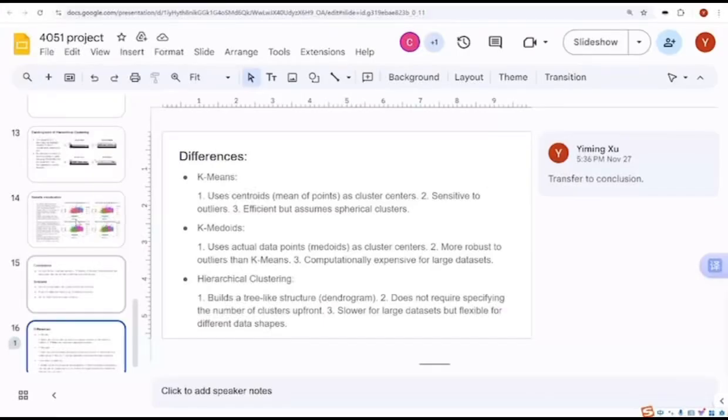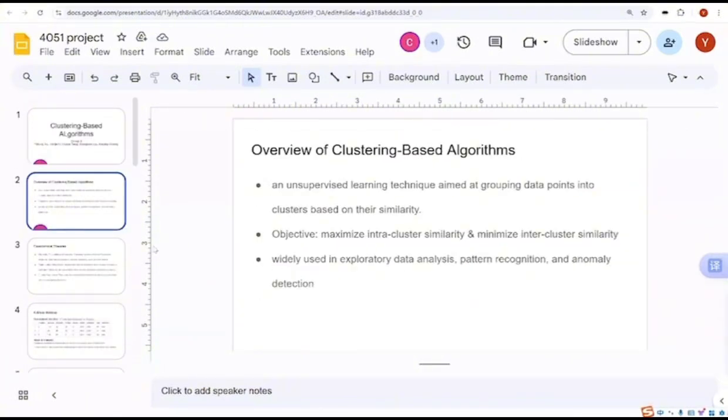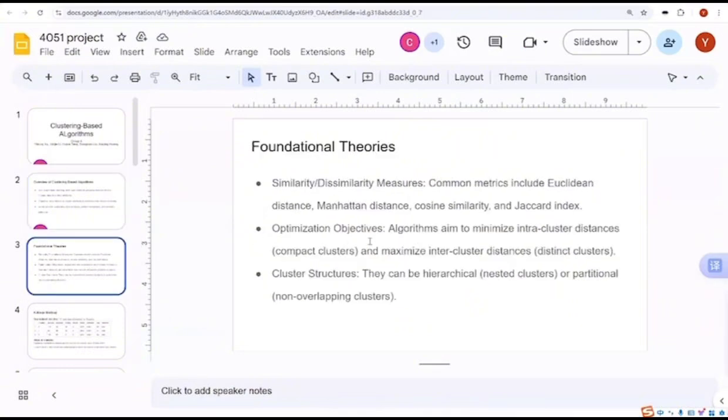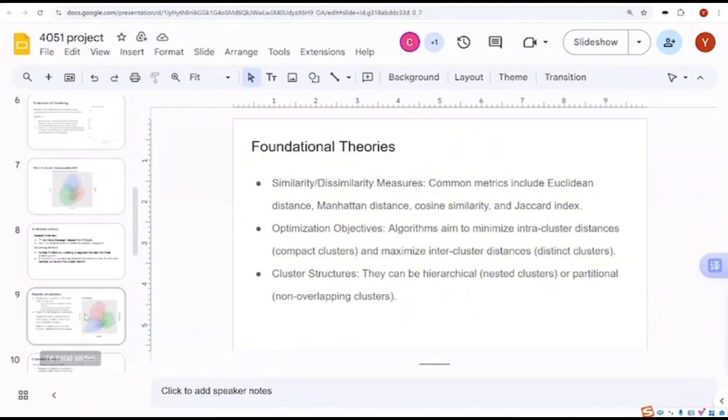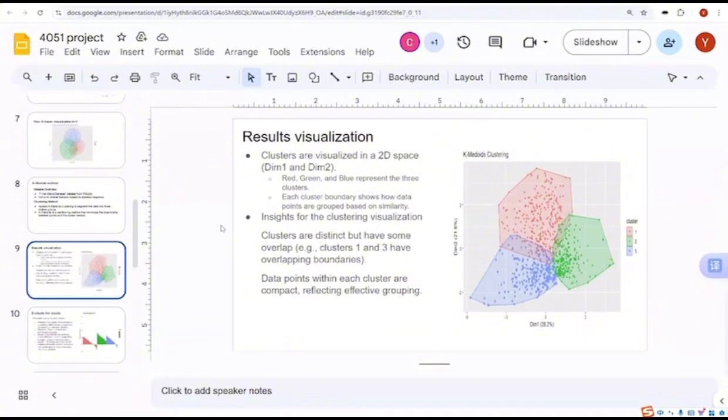I actually wanted to go back to the clusters. Can you share your screen? I want to take you back to clusters. Sure. Okay, so where you got the 3 clusters. Here. Yeah, slide 7. Okay, here.